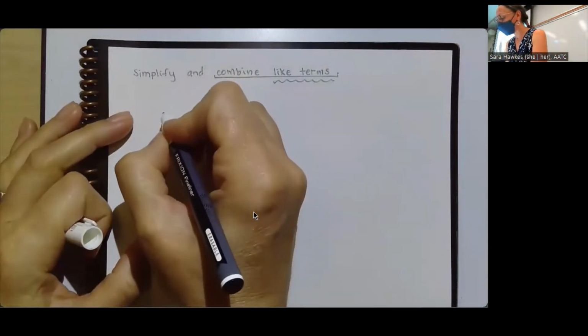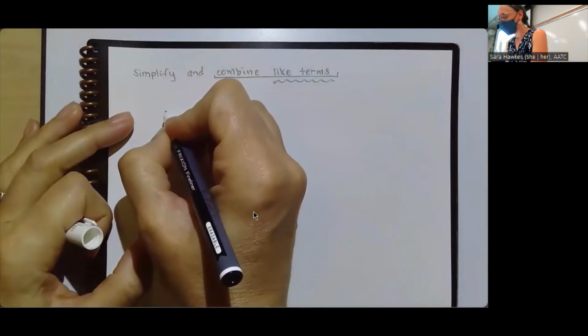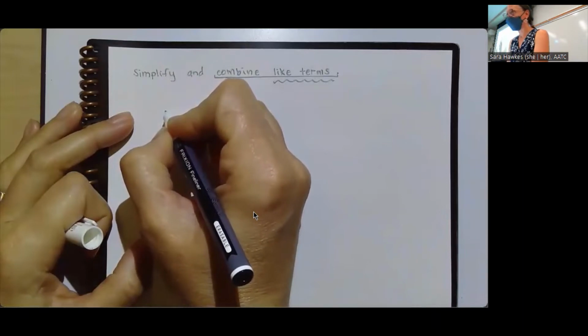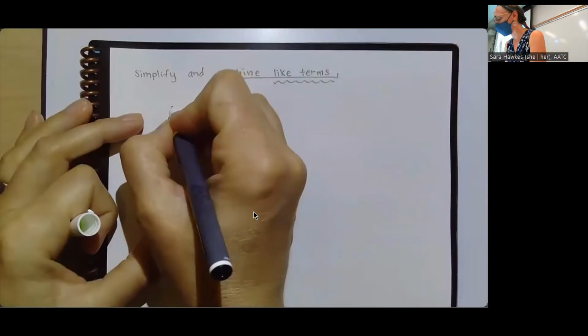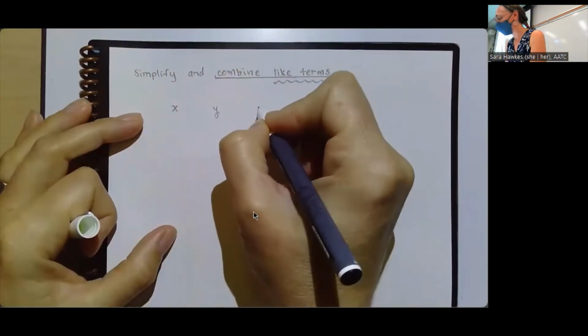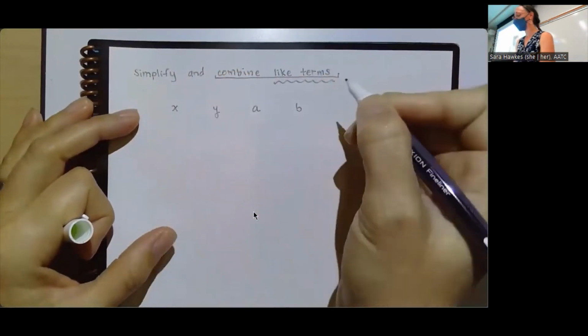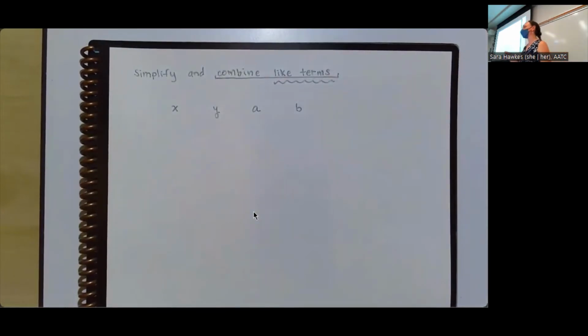For starters, generally we should be separating things if they're represented by a letter. We treat each letter like it's representing something different. So if I have some X's over here and some Y's and some A's and some B's, we treat each of those things like they represent a different value or physical commodity or whatever. These are not like terms.